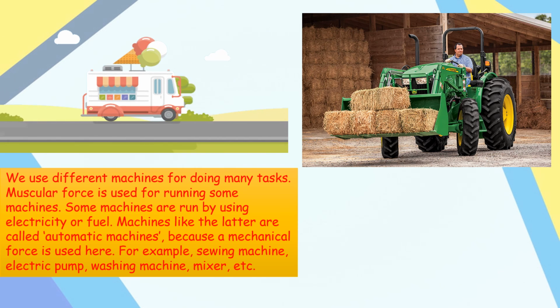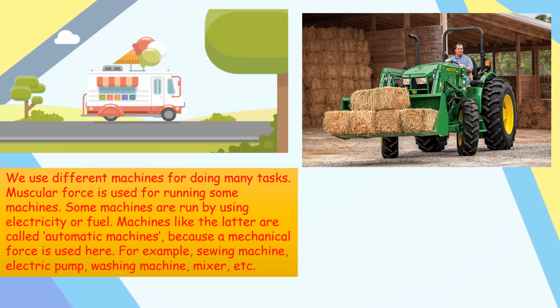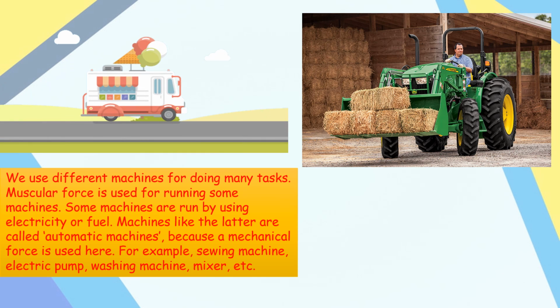But some machines are run by using electricity or fuel, like the appliances that you have in your houses, like the mixers, the fridge, or the ovens. All these appliances work on electricity. Machines like the latter are called automatic machines because a mechanical force is used here. For example, sewing machine, electric pumps, washing machine, mixers, etc. are examples of mechanical automatic machines, and they are applying which type of force? They are applying mechanical force.